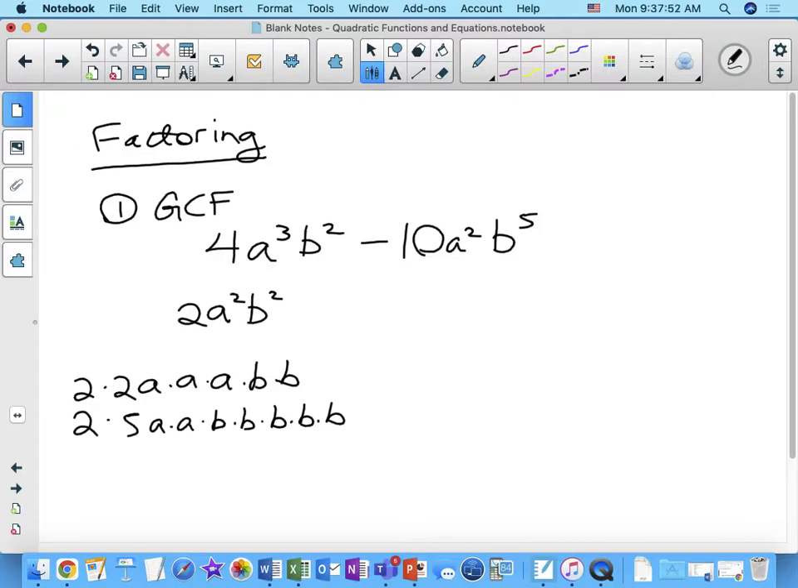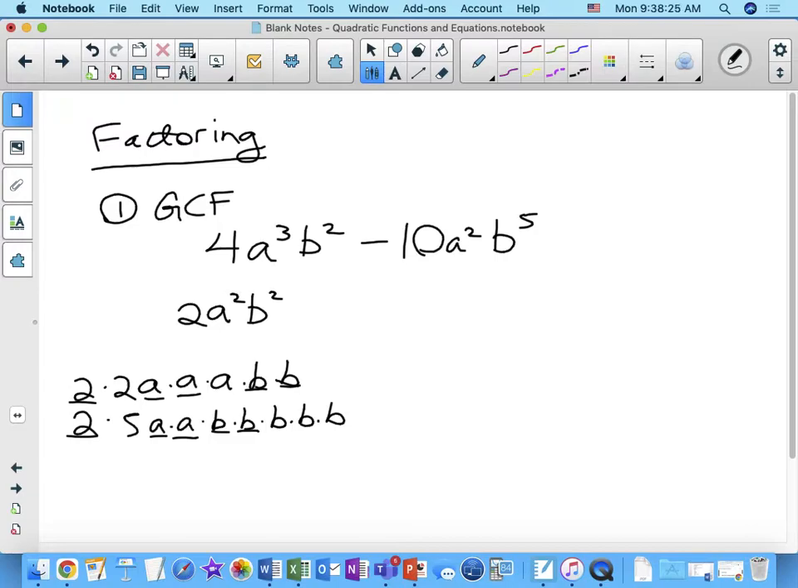So they both have a 2. They don't both have another 2, so I'm not going to underline that one. They both have an a. They both have a second a. They don't both have a third a, so I can't underline that one. They both have a b. They both have a second b. Oh, I missed the first one. Oh well. Once you're done going through the first one, that's it. There's no factors left to check.